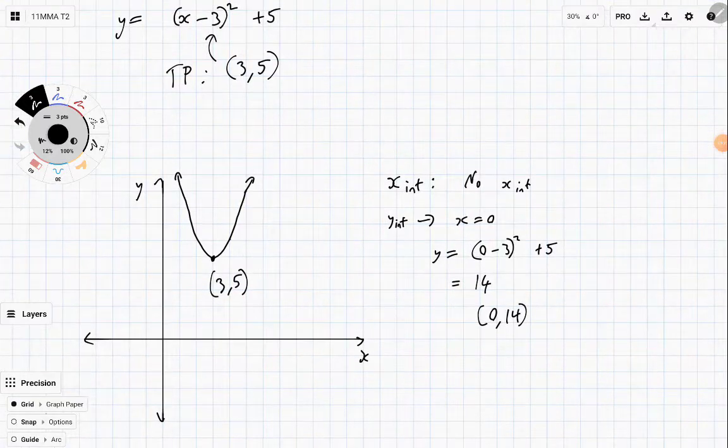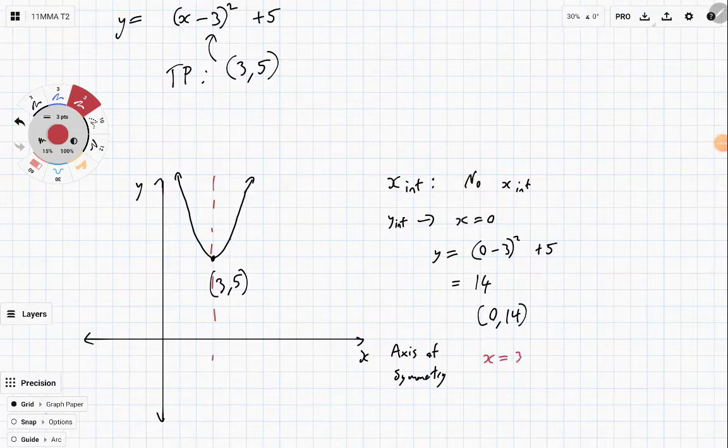Axis of symmetry is going to be x equals 3. We've already talked about the turning point. Since it's in turning point form, we can just read the turning point straight out of the graph.